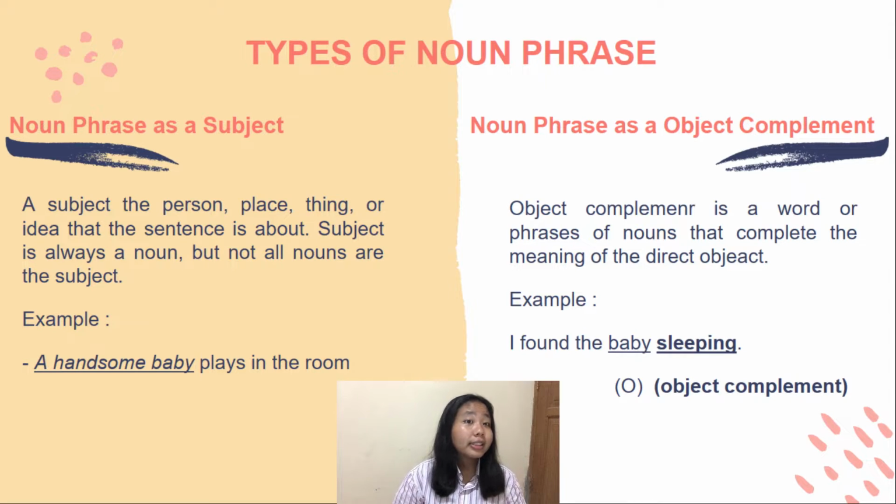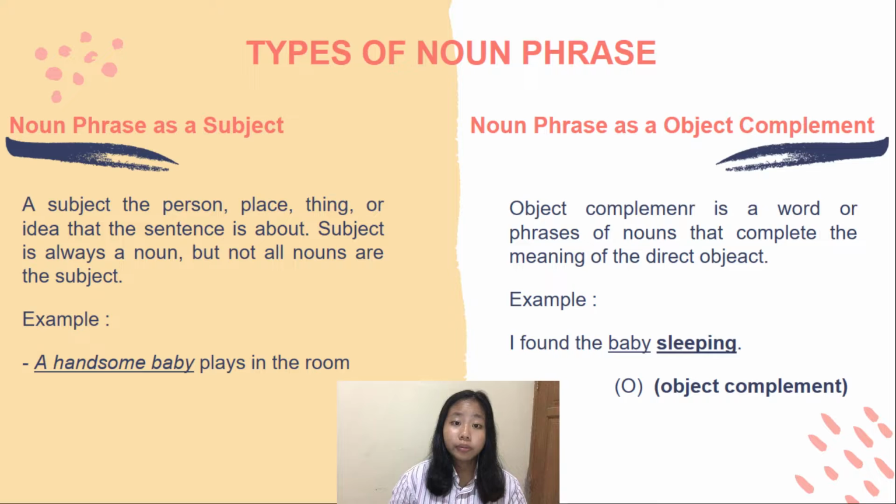We know that subject is the person, place, thing, or idea that the sentence is about. A subject is always a noun, but not all nouns are the subject. The example of subject is: a handsome baby plays in the bedroom. From that sentence, we know the subject is a handsome baby.